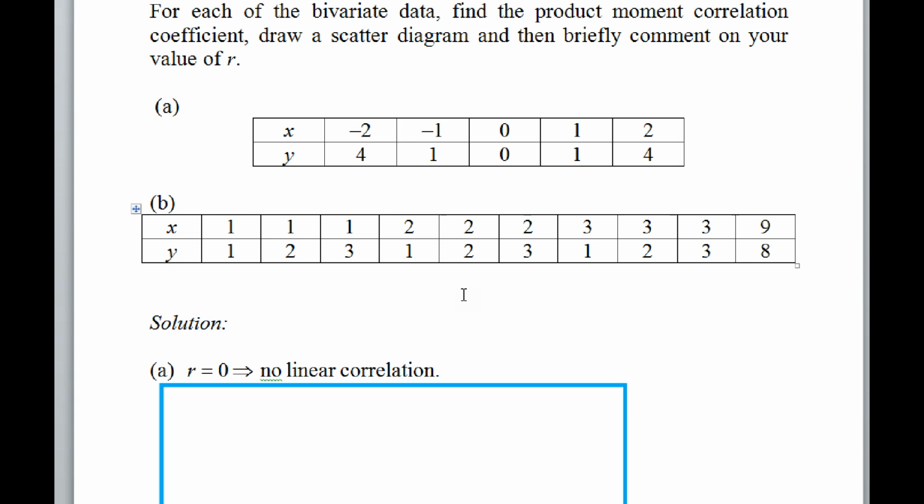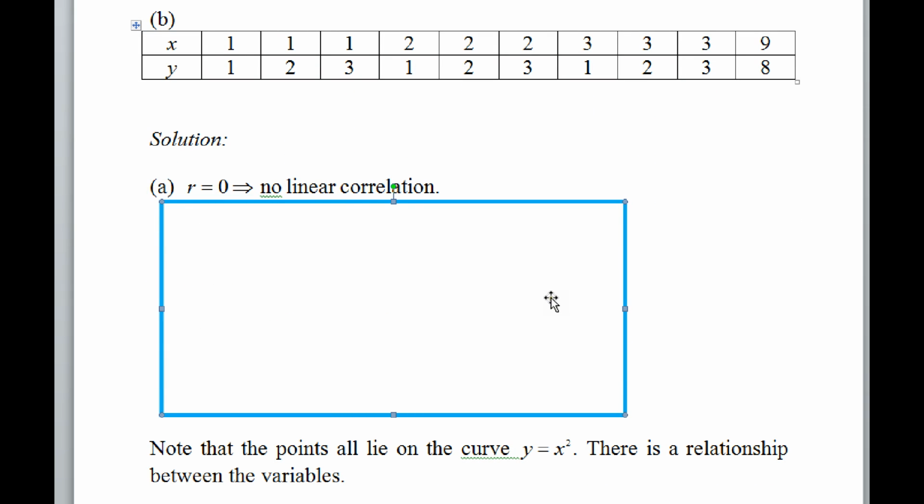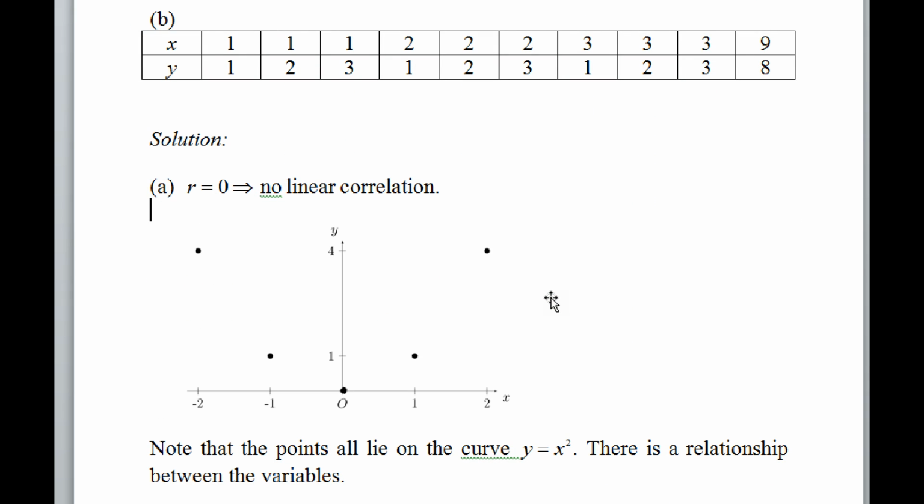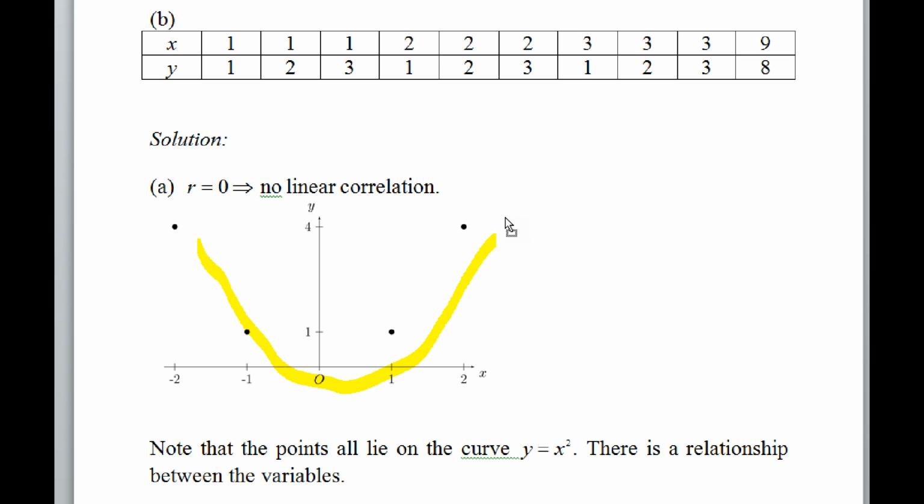But we are not about to stop there. We are about to investigate a bit more. If we do a scatter plot, that means plot all the points, you get this: negative 2, you get 4. Negative 1, you get 1. 0, you get 0. 1, you get 1. 2, you get 4. You realize that actually they seem to lie on the curve y equals x squared. Am I right?